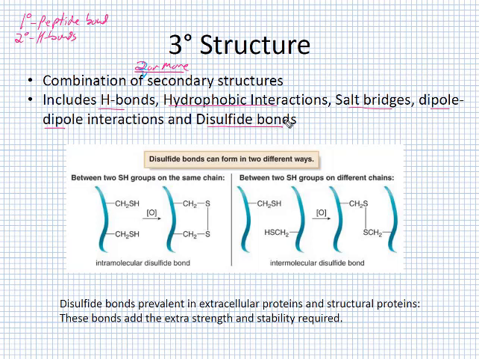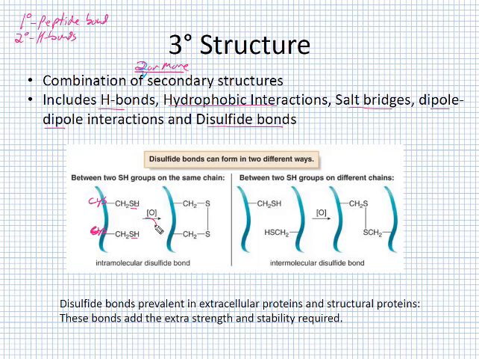So the first one we'll look at are these disulfide bonds. And remember, disulfide bonds only exist when you have cysteine. So cysteine is the only amino acid with a thiol. Okay. And if these come in close enough proximity, they can be oxidized. Oxidation is a loss of hydrogen. That's why we call it an oxidation.